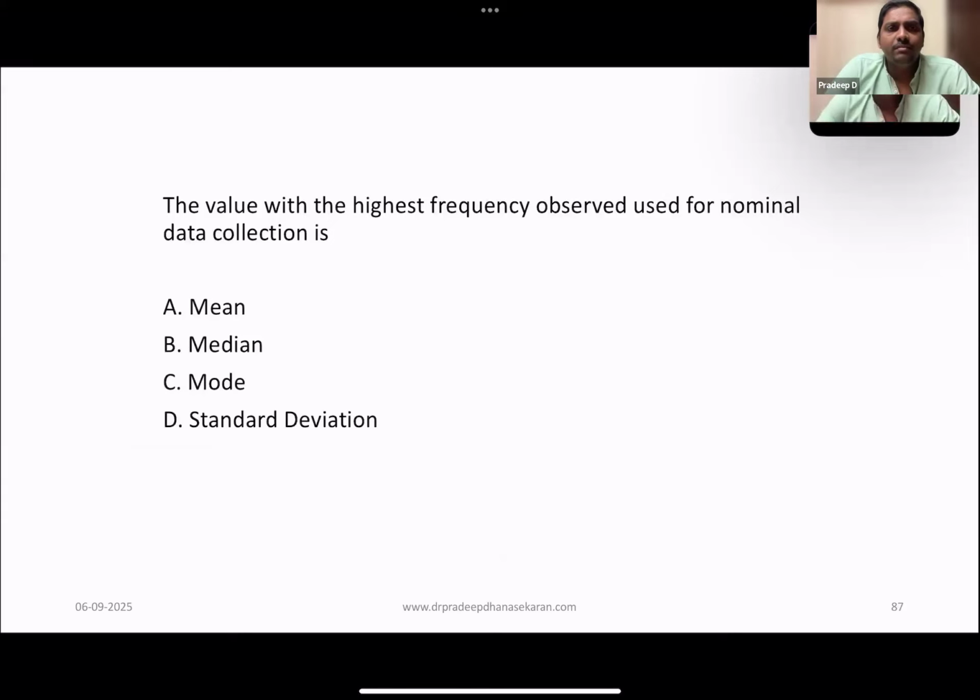Now moving on to mean, median and mode. The value with the highest frequency observed, used for nominal data collection, is. It is a previous old MCQ question. That's why we are discussing it here. Obviously, it's a mode.